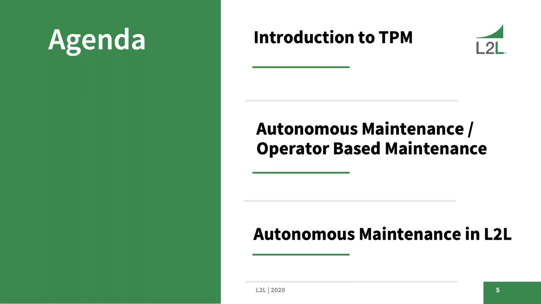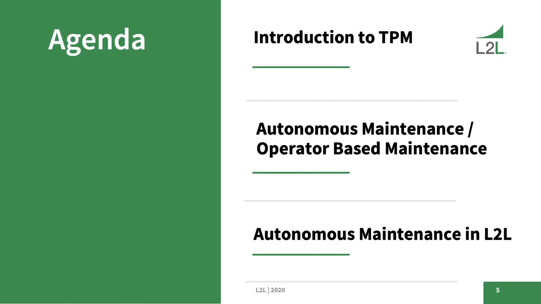I'm kind of a purist and have learned it all the way from the beginning. So I'm going to continue to call it autonomous maintenance, but you guys can call it whatever you want inside of your plants. It's the same thing. It has the same meaning and strategies to it. So also autonomous maintenance in Leading to Lean.